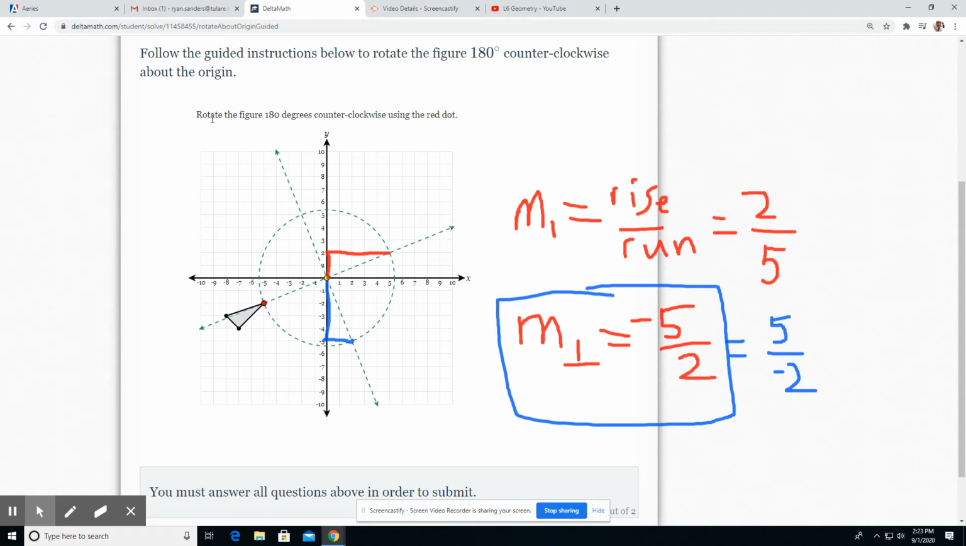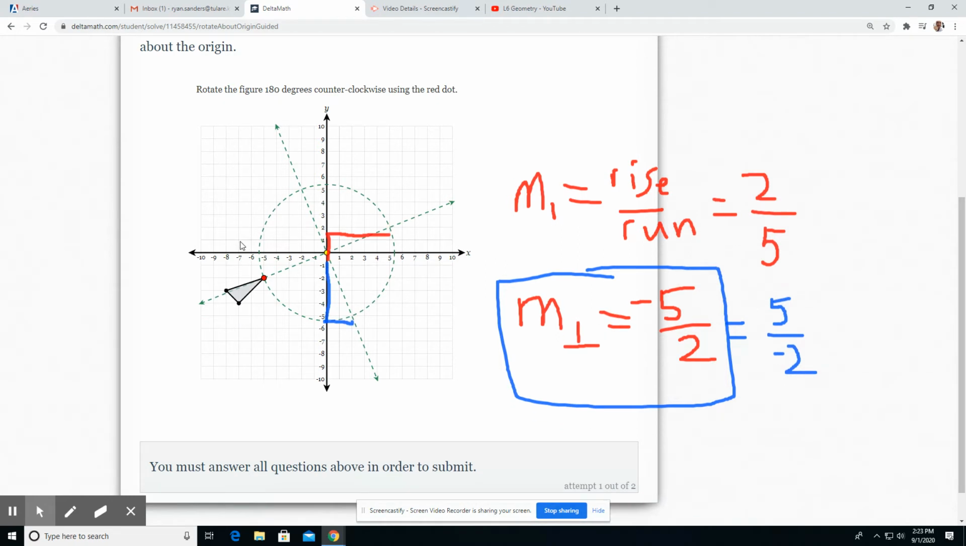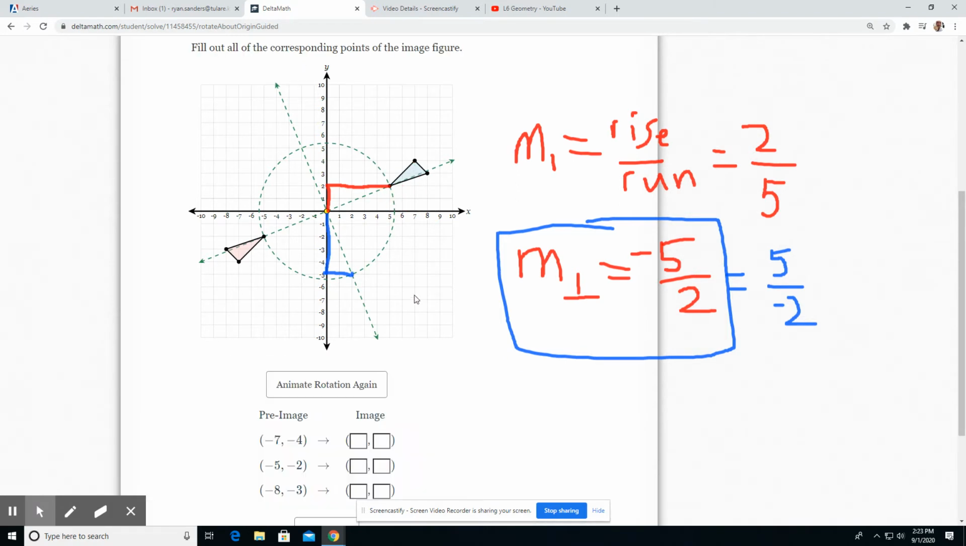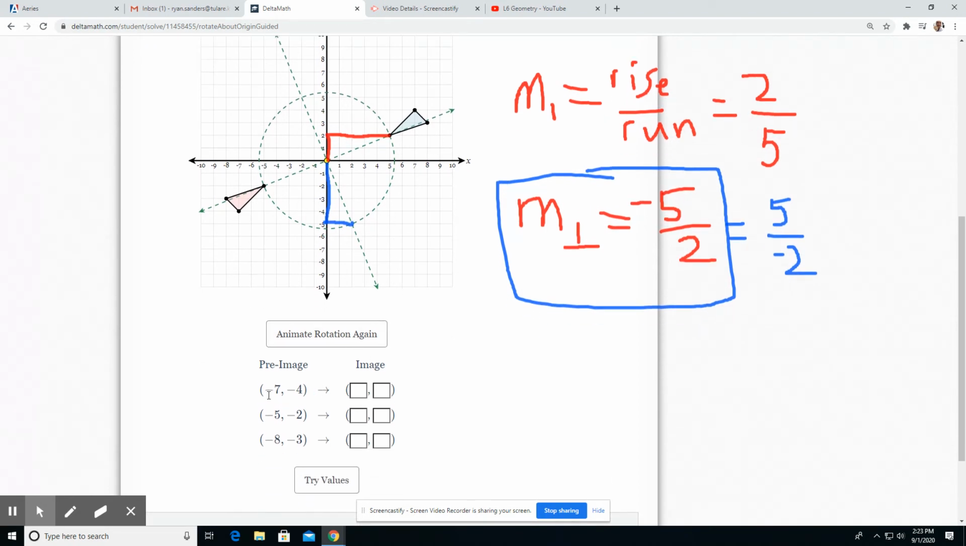Then it says rotate the figure 180 degrees counterclockwise. So rotate it 180 degrees counterclockwise. So that's to the other side here. Then we just want to be careful that we match each point, fill out the corresponding points. So negative 4, negative 7, negative 7, negative 4, I'll do green this time. That's this one right here. Where did that go? So it rotated all the way around, and then now it's this one right here.